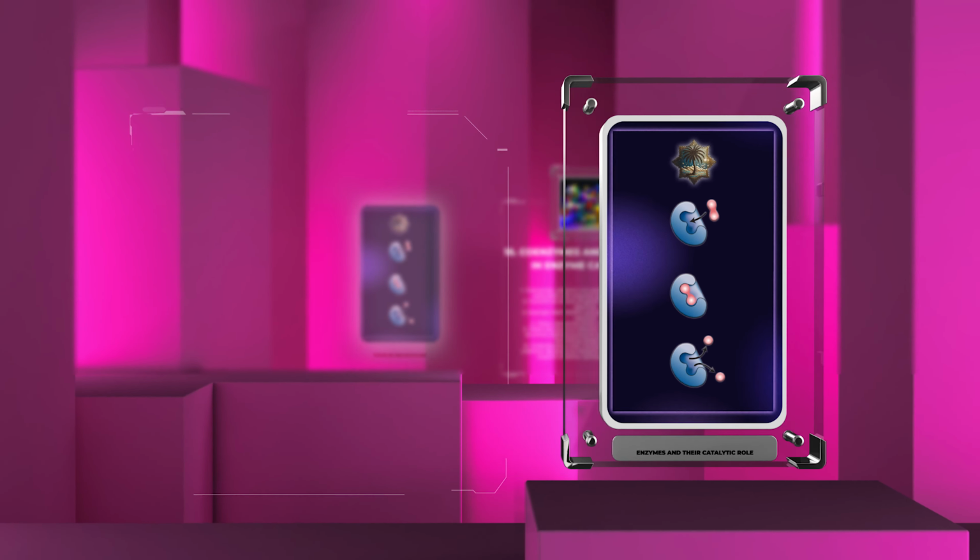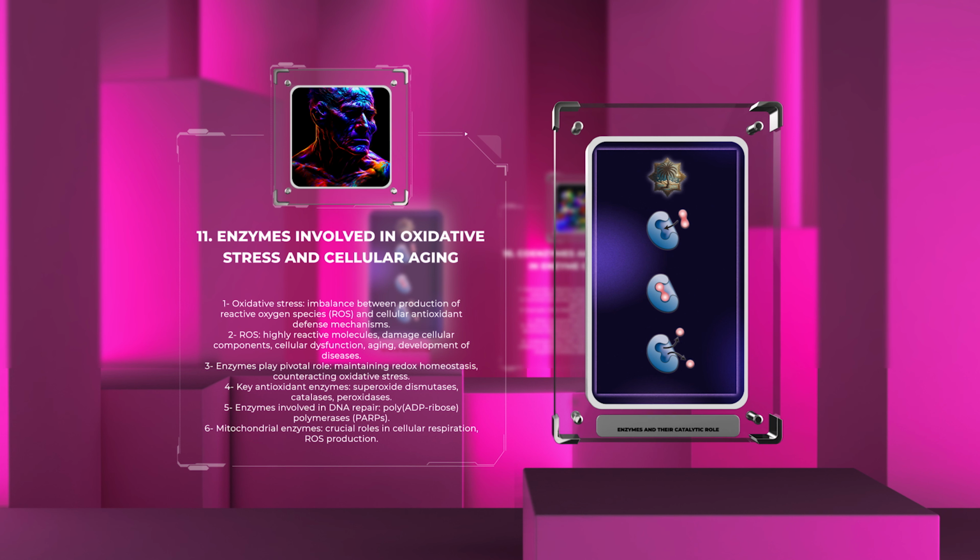Oxidative stress arises from an imbalance between the production of reactive oxygen species, ROS, and the cellular antioxidant defense mechanisms. ROS are highly reactive molecules that can damage cellular components, including proteins, lipids, and DNA, leading to cellular dysfunction, aging, and the development of various diseases.